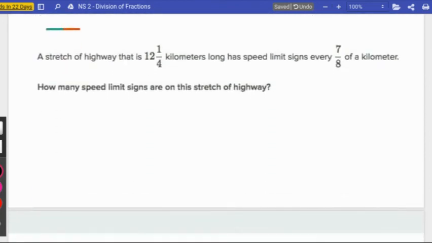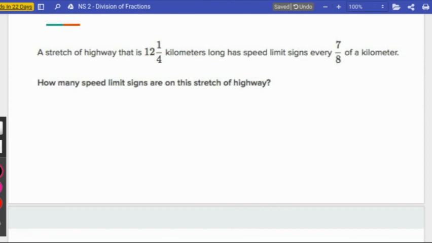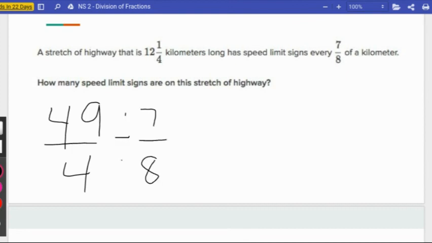A stretch of highway that is 12 1/4 kilometers long has a speed limit sign every 7/8 of a kilometer. How many speed limit signs are there? So we're going to take that whole length of highway, which is 12 1/4, but I'm going to change that into a fraction. So that would be 49/4 would be the freeway, and I'm going to divide that up into stretches of 7/8 of a kilometer.